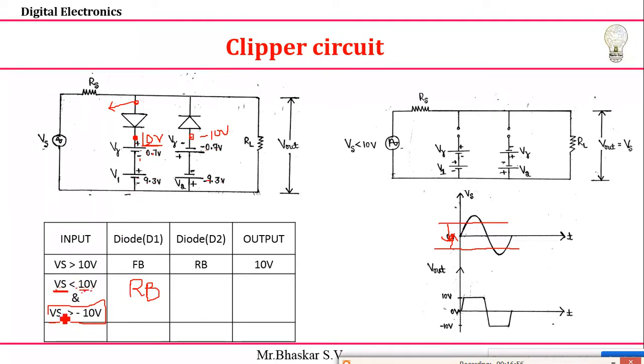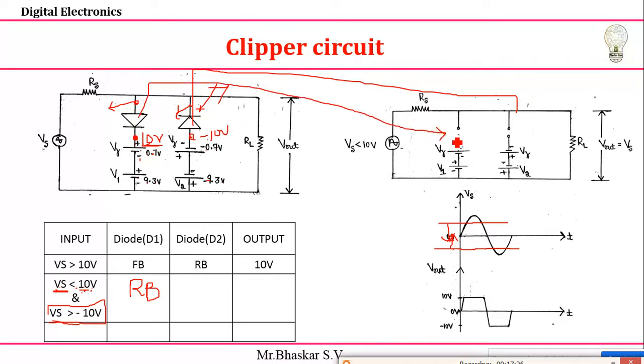And the second condition given is, Vs is greater than minus 10 volts. Means this is a positive value. It is a higher voltage compared to minus 10 volts, so the cathode voltage is very high. Then this condition is also not satisfied, because the cathode voltage should be less compared to my anode, then only it will be forward biased. Or anode voltage should be high. These two conditions are not satisfied, so I get both as reverse bias. So that's why I'm going to write an open circuit.